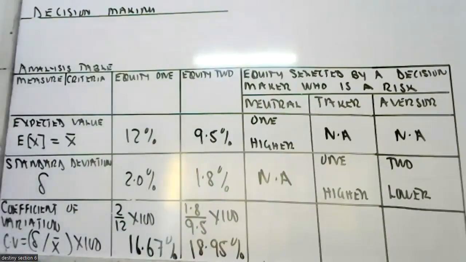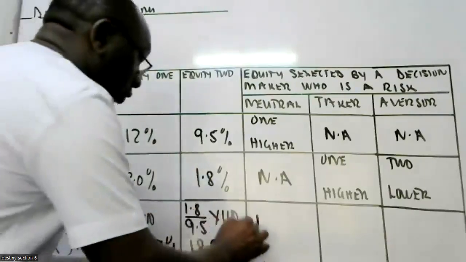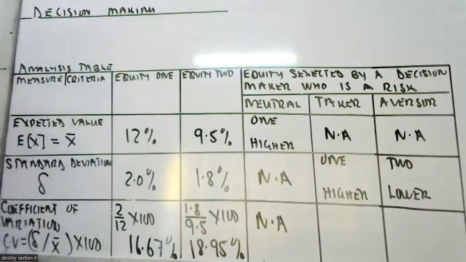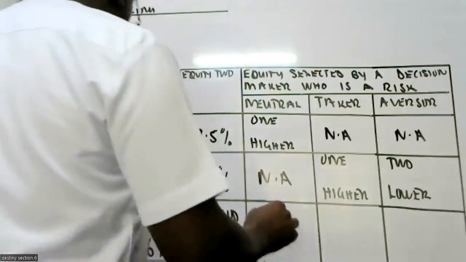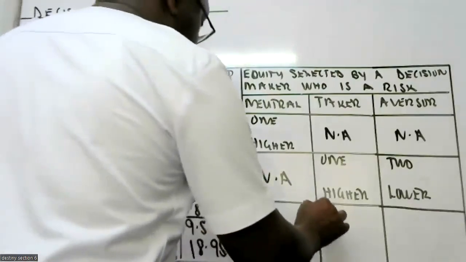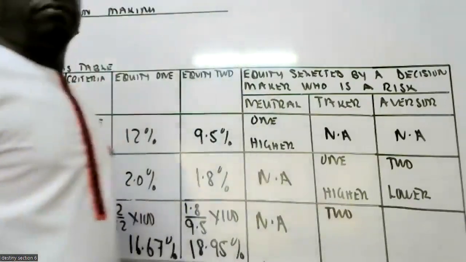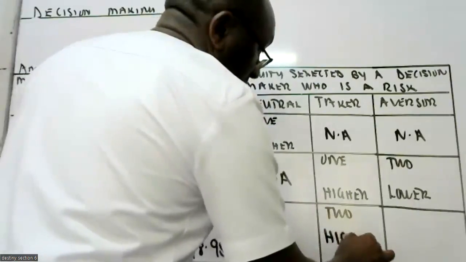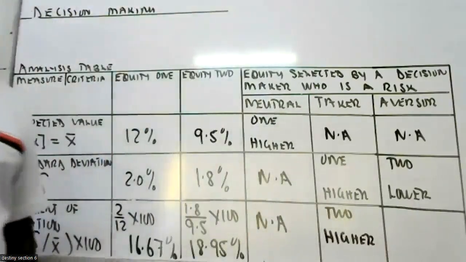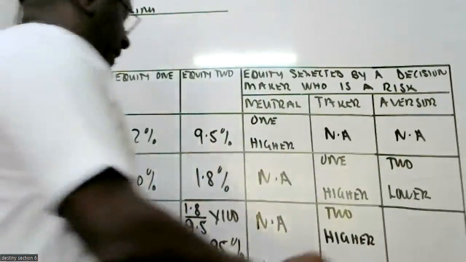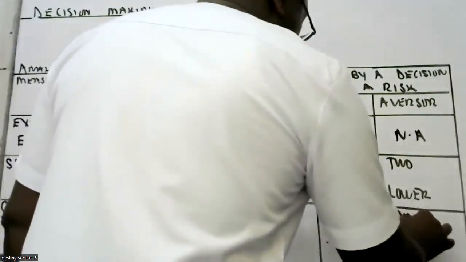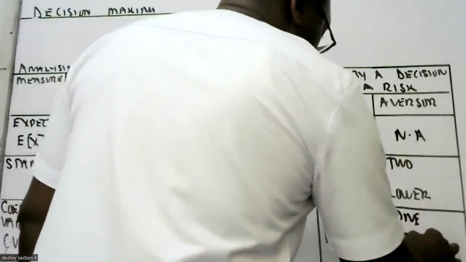So again, the guy who is risk neutral does not know those things. So for him, that does not apply. But a risk taker will go for equity 2 because it is higher. Risk averse will go for equity 1 because it is what?